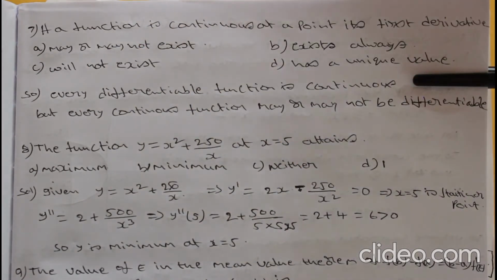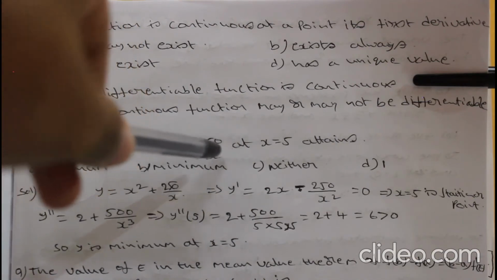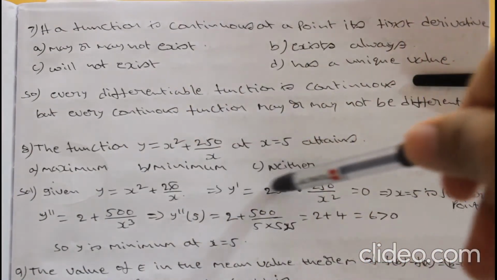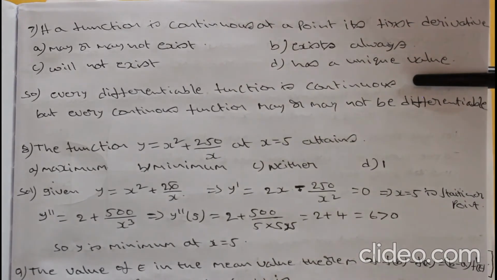Now look at question number 8. The function y equal to x square plus 250 by x at x is equal to 5 attains. So it is kind of maximum. Look at options. Option A maximum, option B minimum, option C neither, option D is 1. So it is maximum minimum. So directly find the y double dash and substitute x is equal to 5. Let us see what we are going to get.